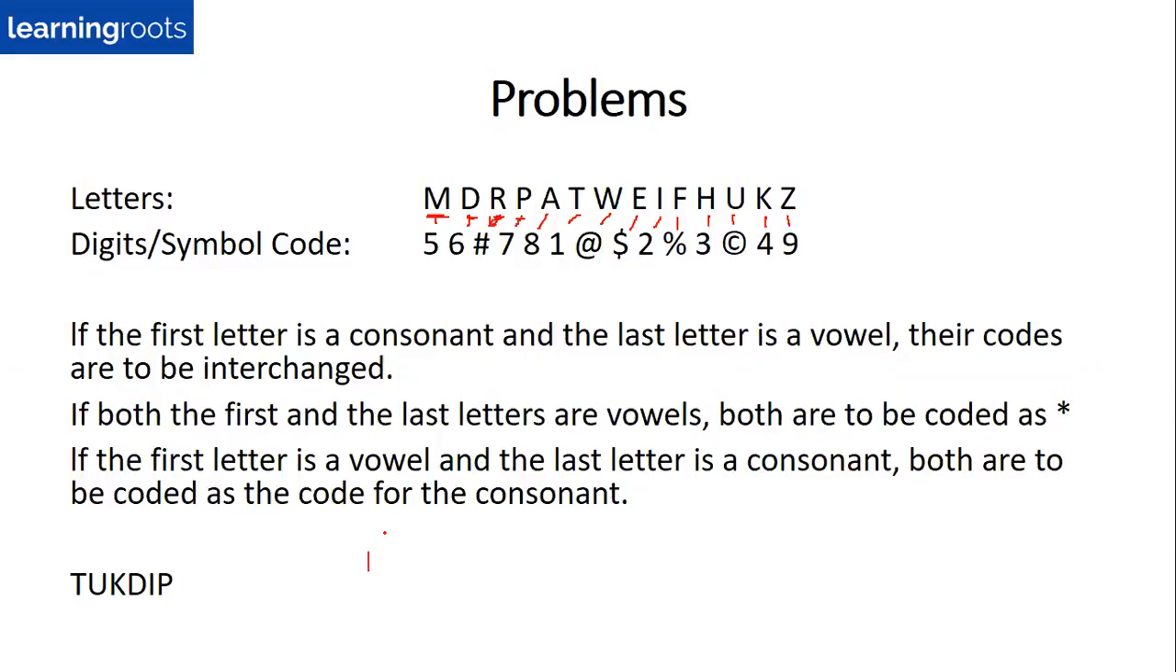So T is going to be 1. U is going to be the copyright symbol. K is going to be 4. D is 6. I is 2. And P is 7. So that will be your answer. Okay. Let's look at the next one.